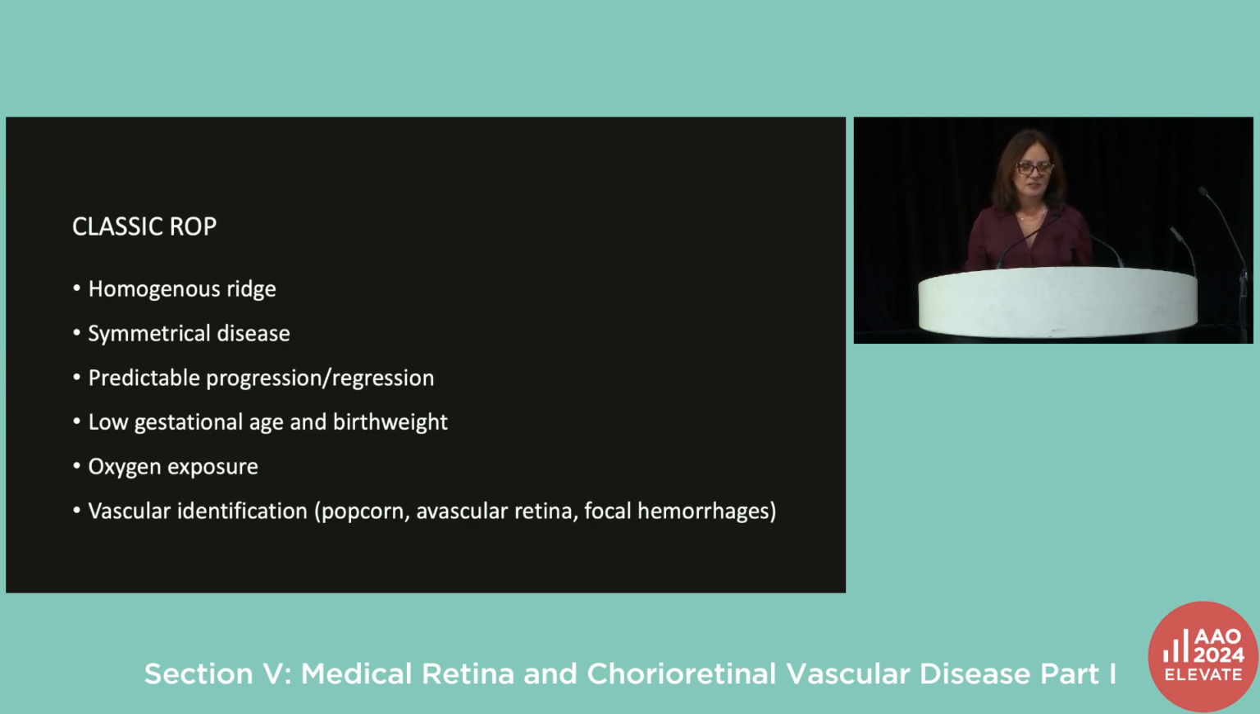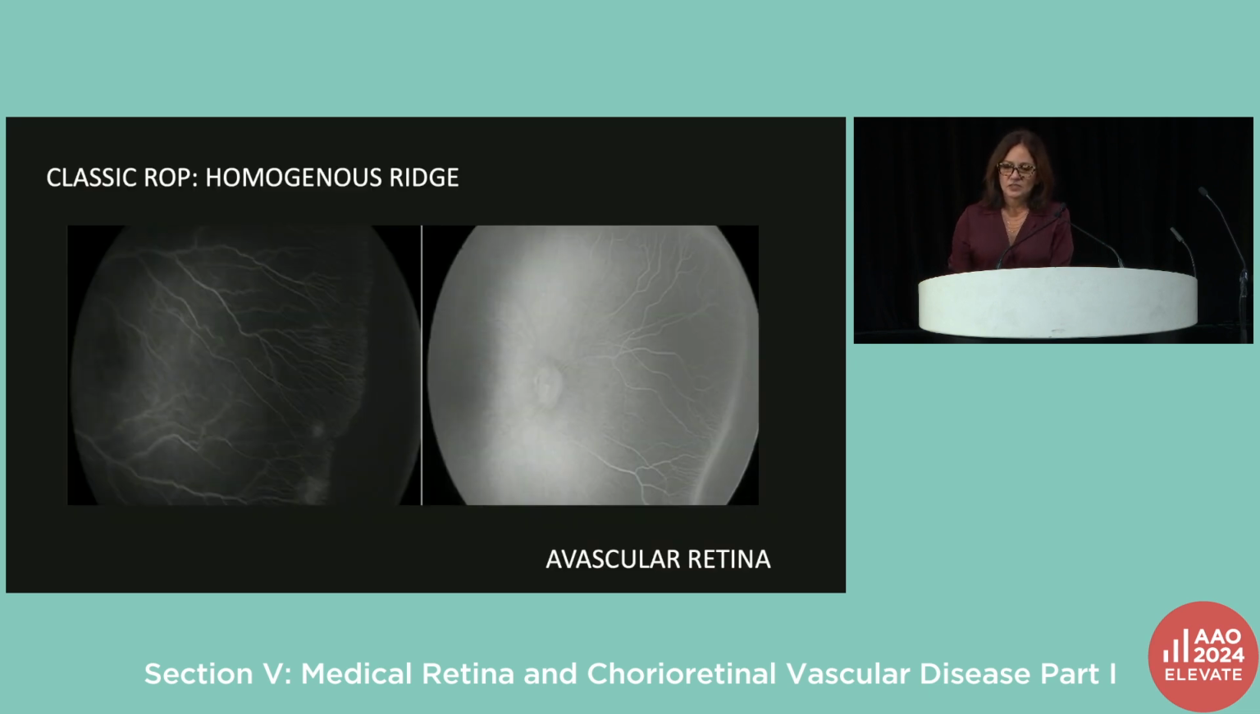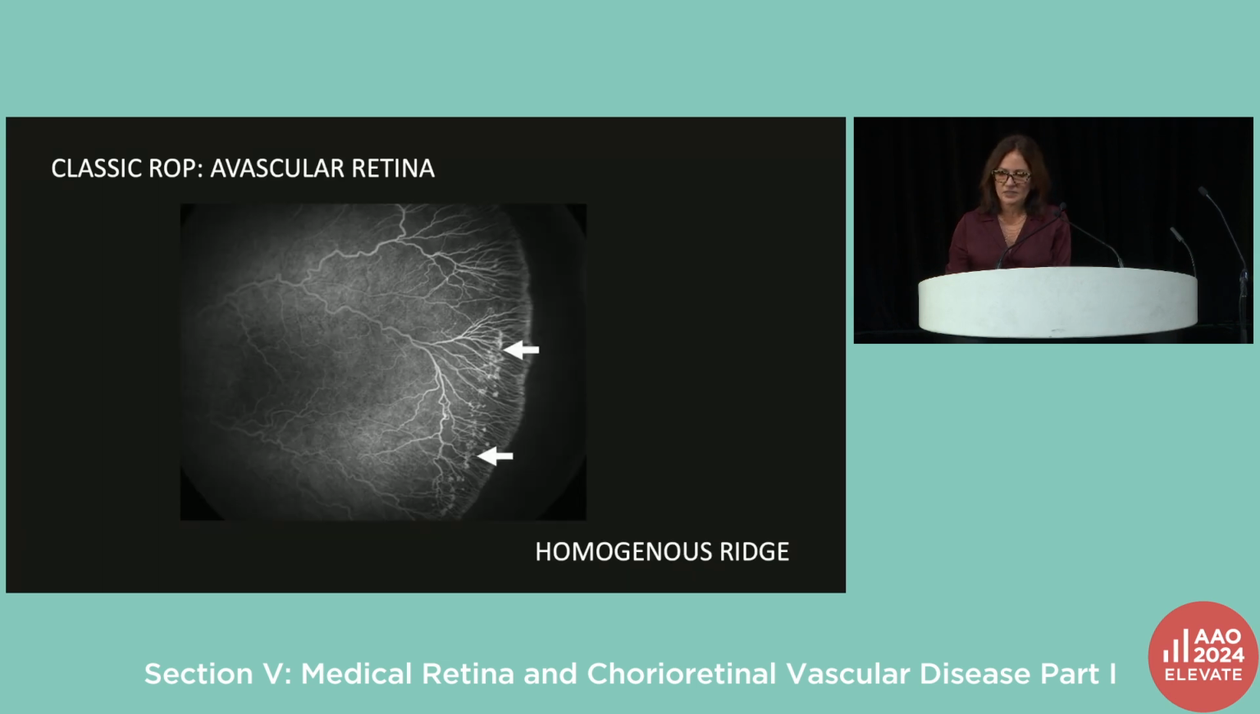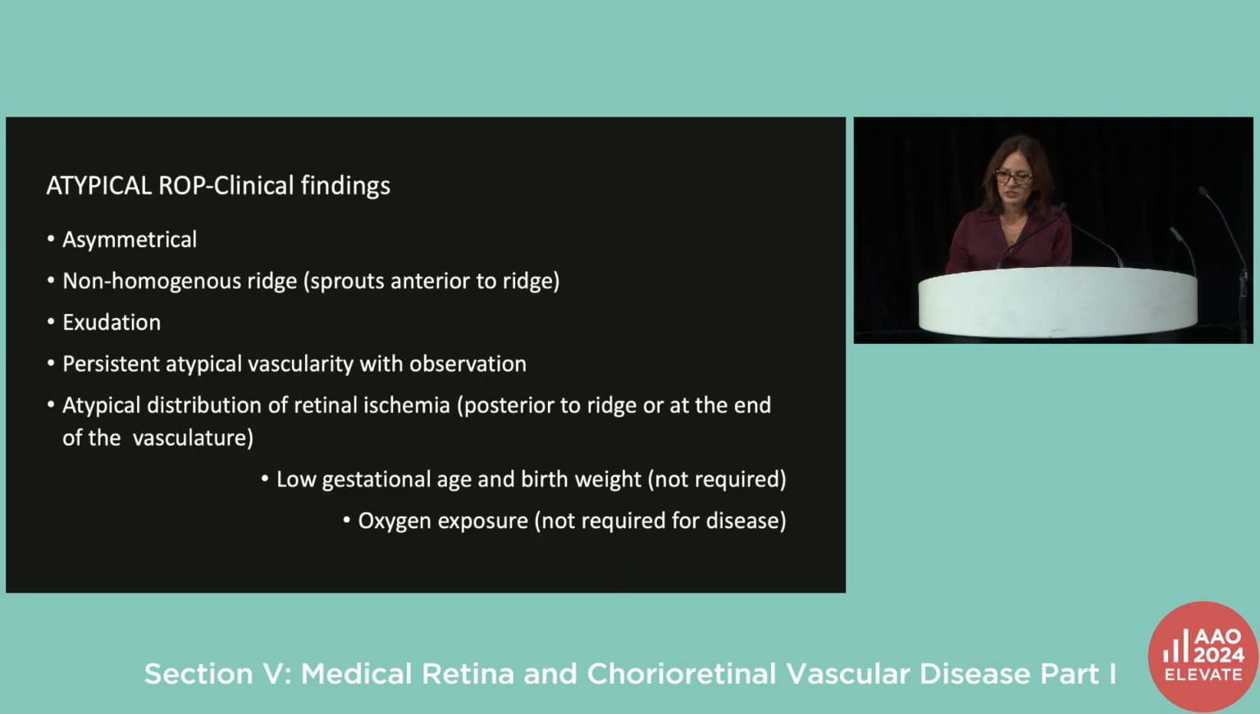So what is classic ROP? Classic ROP, we have a homogeneous ridge. It's a symmetrical disease, with predictable progression and regression, low gestational age and birth weight, oxygen exposure, and the vascular changes are popcorn. You can have an avascular retina and focal hemorrhages. So in classic ROP, you see the homogeneous ridge, the avascular retina, homogeneous ridge with popcorn lesions.